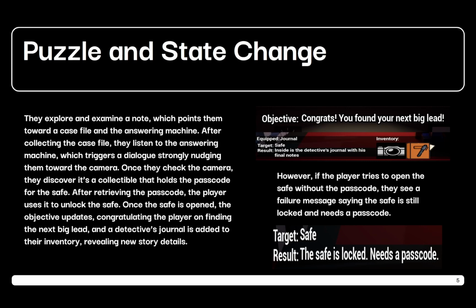Puzzle and state change. For the puzzle, the player will explore and examine a note which points them towards a case file and then the answering machine. After collecting the case file, they listen to the answering machine, which triggers a dialogue that strongly nudges them towards the camera. Once they check the camera, they discover it's something they can collect, and it also holds a passcode for the safe. After retrieving it, they can then use it to unlock the safe.